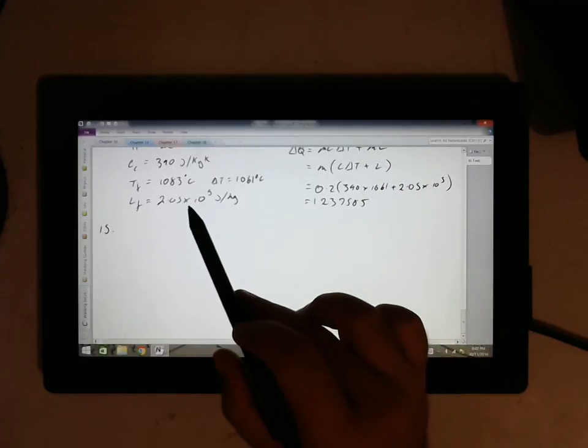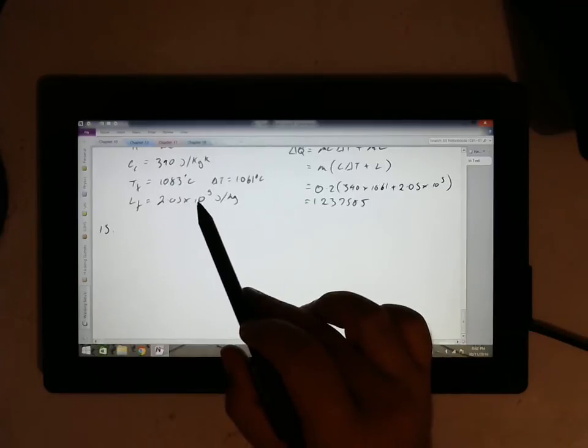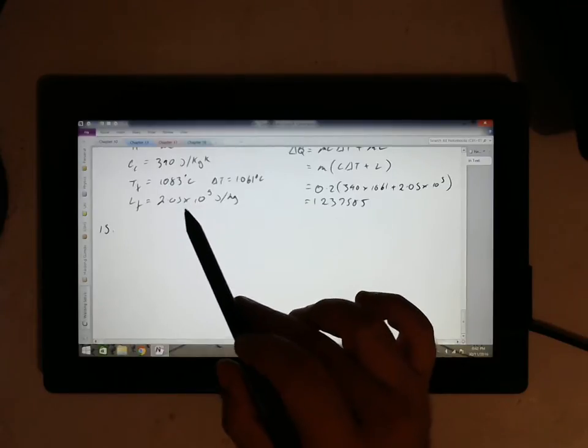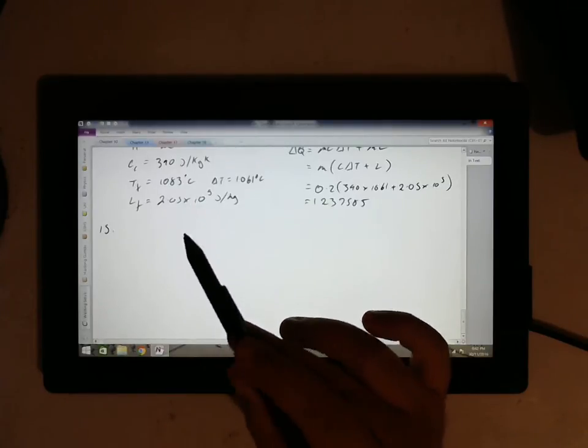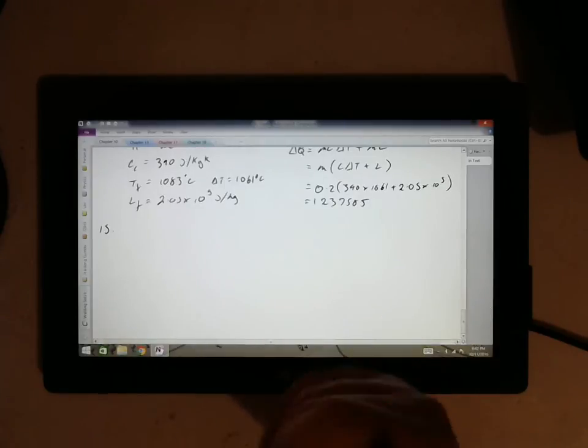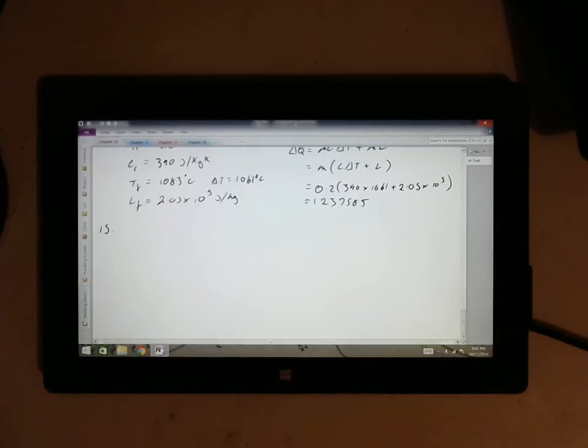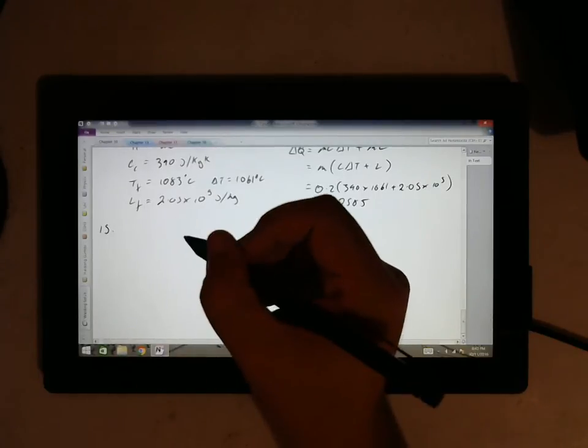Here it was positive because I wanted to add energy to it to make it melt. For this one, my L is going to be negative because I want to take away energy to make it freeze. So you've got to be careful with that. If you're not certain, think about the story, think about the context of the situation to help you use a bit of common sense for that. So let's put this down.